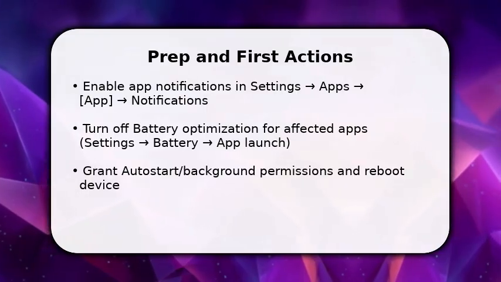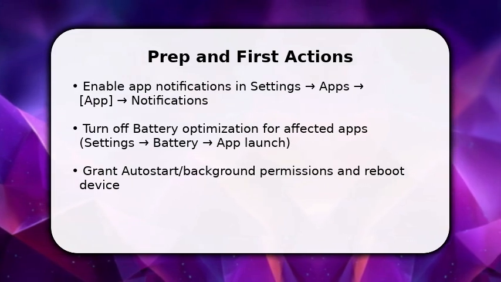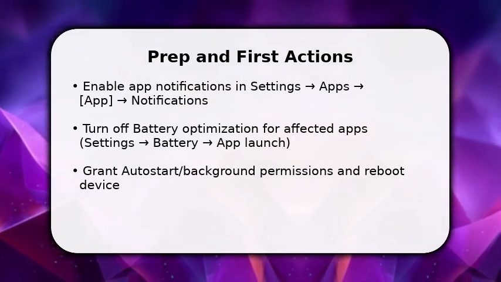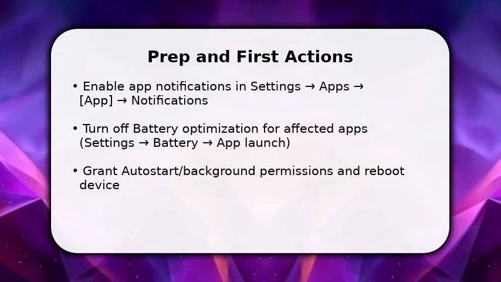You should also check app permissions for alerts and lock the app in recent apps. These steps stop immediate interruptions caused by aggressive power management. Next, you handle deeper causes.